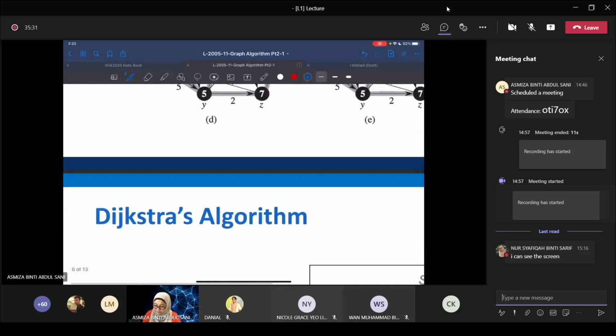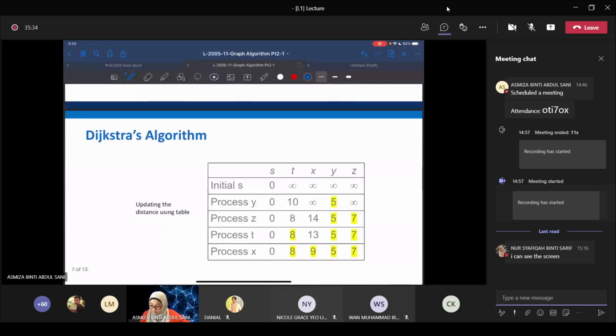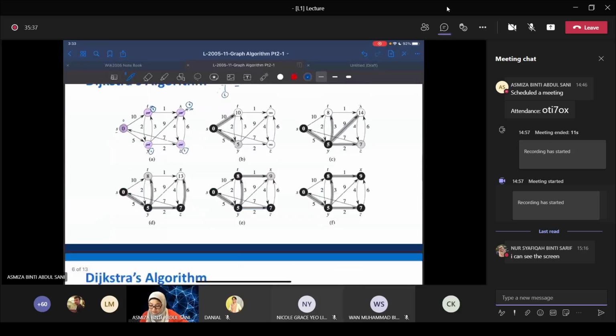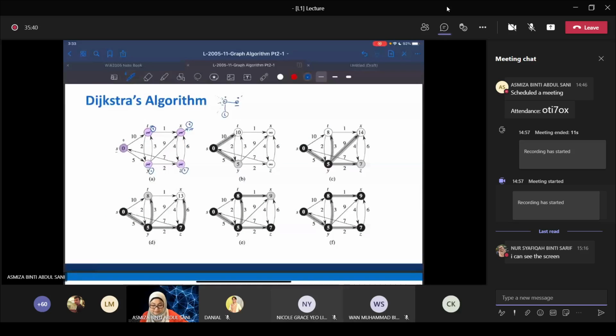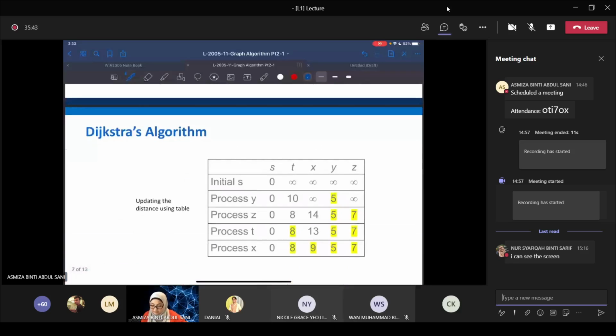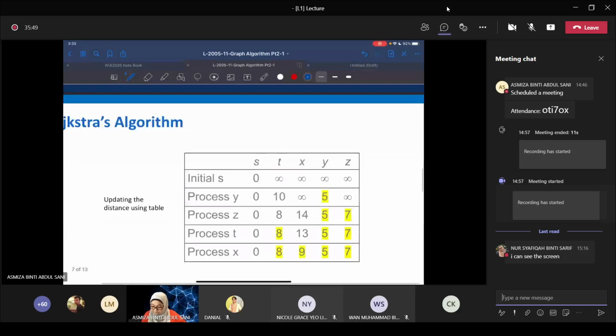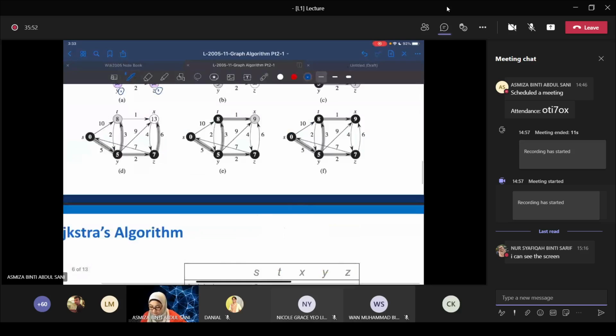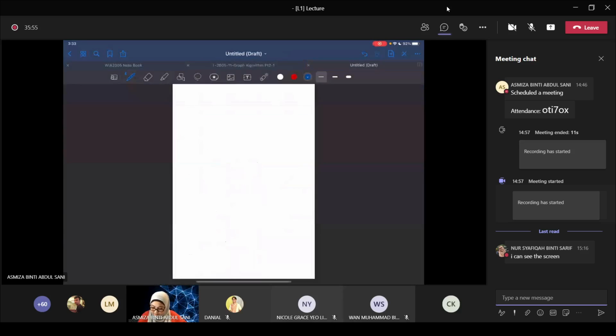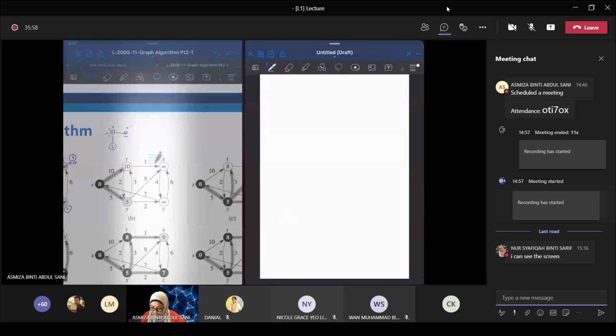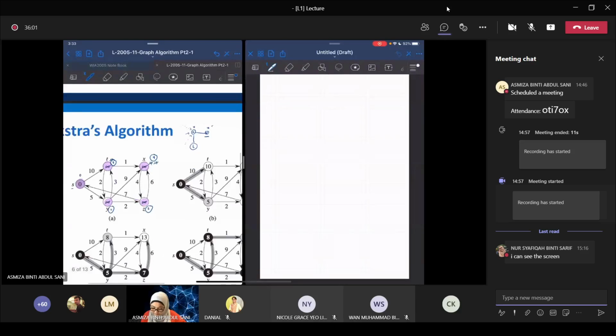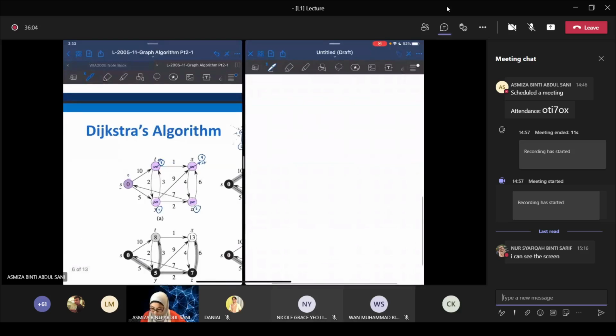All right, so the Dijkstra algorithm. You can also do this algorithm by updating the distance using a table. Okay, so how should I do this? Maybe I'll just open this in a window so that it would be easier for you to see. Can you see? Hopefully you can see it.